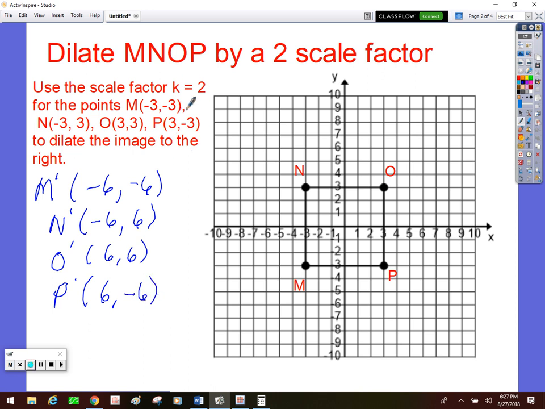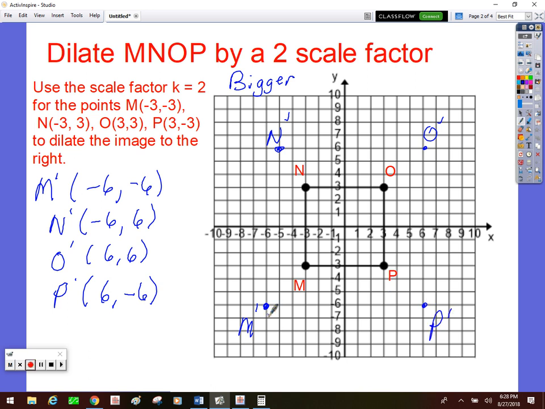Okay, so before I graph this, before I do anything, I always like to look and make a prediction. Well, my prediction is, looking at my scale factor, this image should get bigger because the scale factor is greater than 1. So let's see. If I graph M prime, I go negative 6, which is right here. There is M prime. N prime is negative 6, positive 6. There is N prime. O prime is positive 6, positive 6. There's, oh, that's not Q, excuse me, O prime. And then P prime is 6, negative 6.